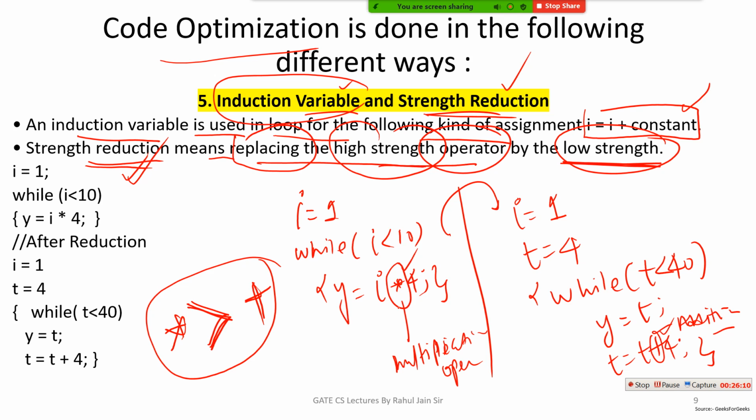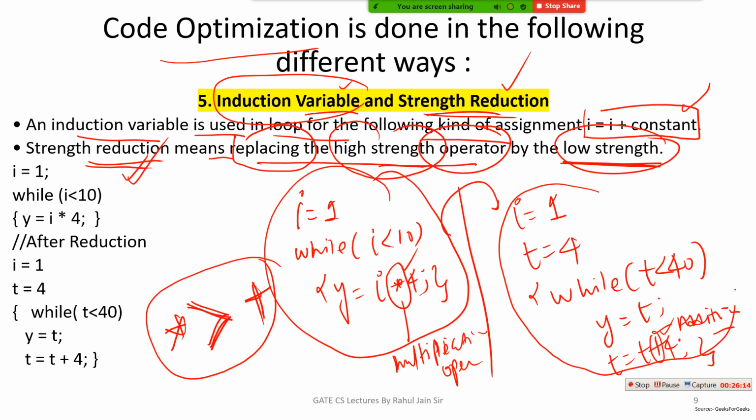Because you can write whatever functionality this code is doing, this code will also do the same functionality. We just replace this multiplication by taking one another variable, t is 4, and we have changed the condition directly to t is less than 40, because here also we are multiplying by 4. So we have increased the size of the variable here, and by assigning one more new variable as t, we have made this code look like this code. It will work the same as this one.